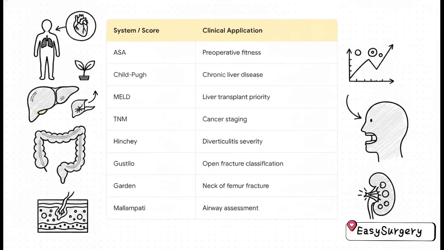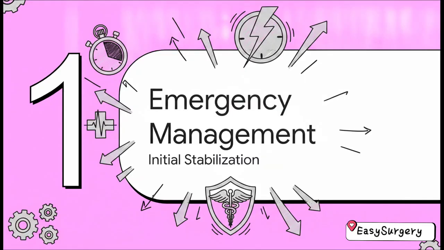Need to assess a difficult airway? That's the Mallampati score. Liver disease is split into the Child-Pugh score for chronic severity and the MELD score for transplant priority. Match Hinchey specifically to diverticulitis, Gustilo-Anderson to open fractures, and the Garden classification to neck of femur fractures. Finally, TNM is your universal cancer staging. Broders looks at squamous cell carcinoma differentiation, and the Bosniak classification tells you everything you need to know about renal cysts.